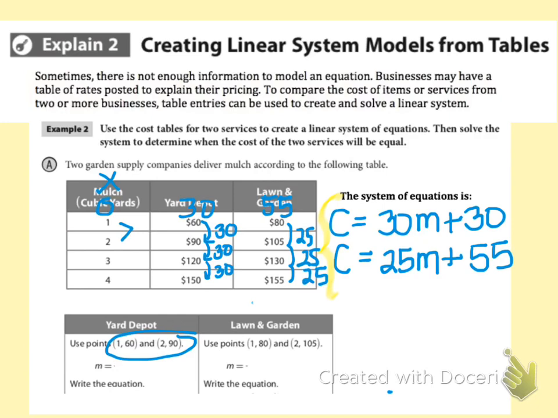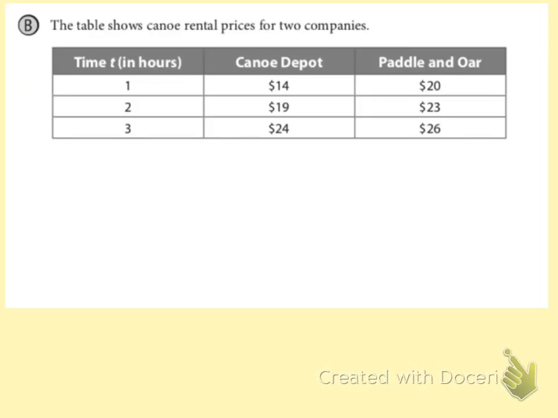But most of these are pretty easy to decipher just by looking at the table and the trend, figuring out the slope by looking at the table, in other words. So let's try this with another example. This one shows canoe rental prices for 2 companies. There's Canoe Depot. So let's see, we're going to describe Canoe Depot and then Paddle and Oar, so P and O.